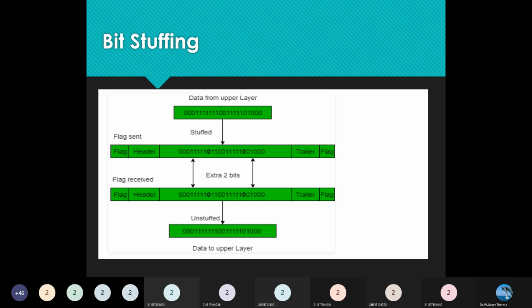Here we are going to add some extra bits to the data that is to be transmitted, and the receiver will receive that particular data and eliminate the bit that was inserted at the time of bit stuffing at the sender. Okay, so this is something about character byte stuffing as well as character bit stuffing.